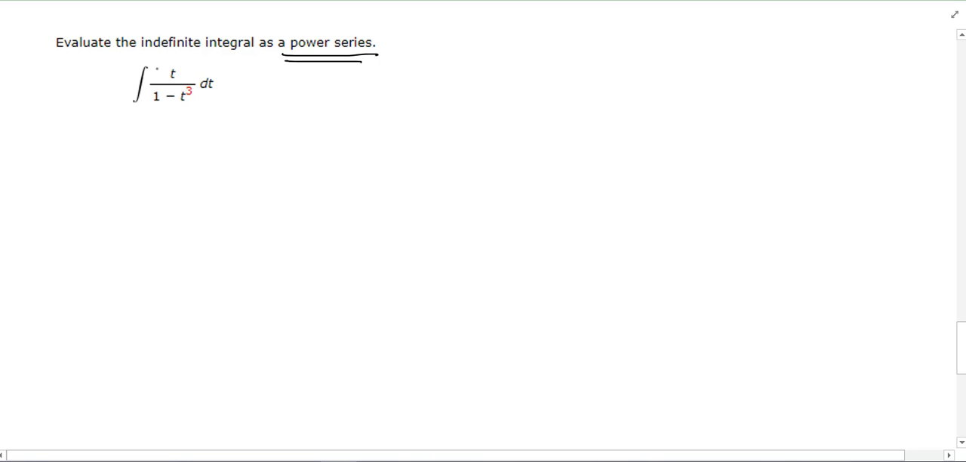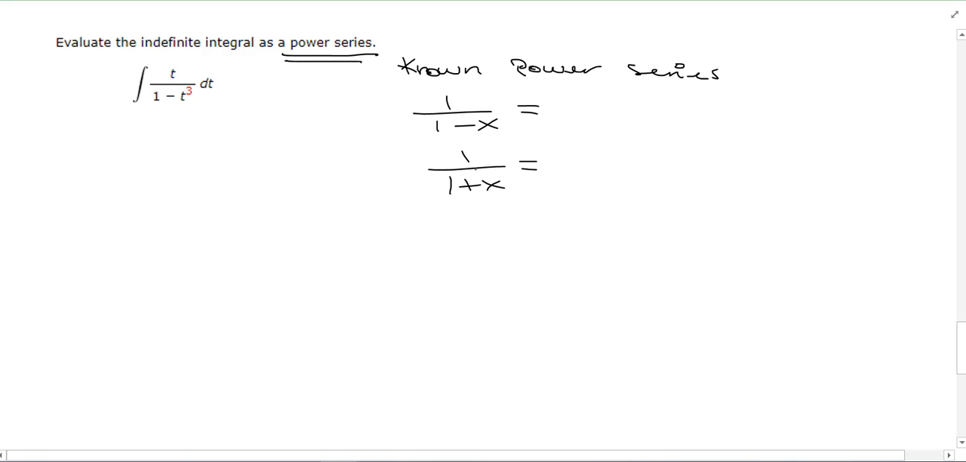Again, we should look at the function and try to build from a known power series. So what are some of the known power series? You can look them up in your book, but the ones for this section that we've been working with a lot are 1 over 1 minus x and 1 over 1 plus x. 1 over 1 minus x is our standard geometric series, the sum from n equals 0 to infinity of x to the n. And the other is the alternating one.